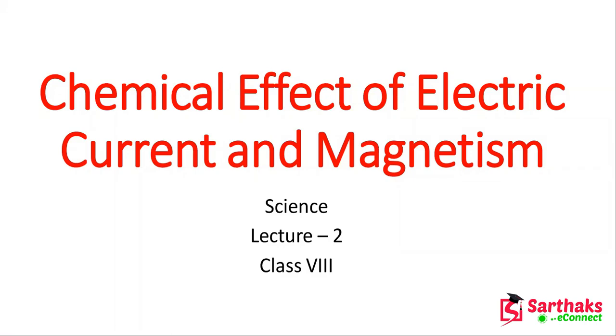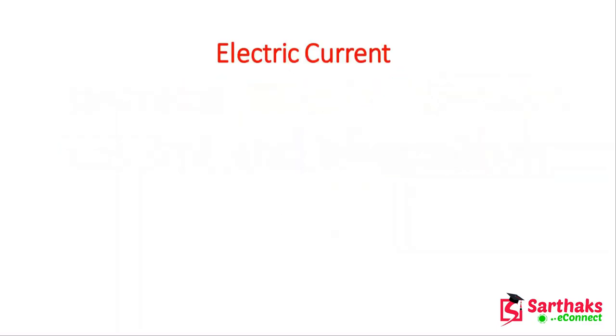Students, now we are going to start the second lecture of our chapter, that is chemical effect of electric current and magnetism. In this lecture we are going to look at the very first topic, that is electric current. Now what is electric current? Electric current is the rate of flow of charge.